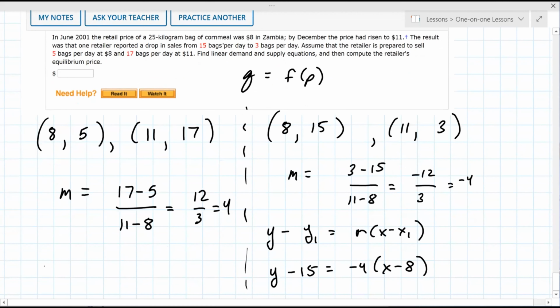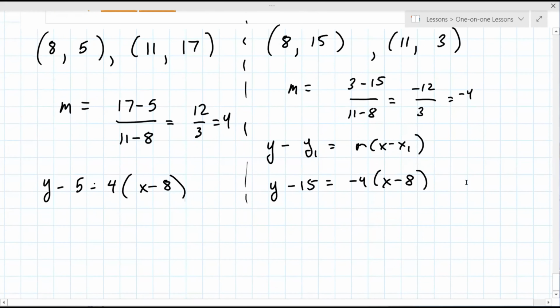And we'll do the same thing here. We'll go y minus 5 equals 4 times x minus 8. So it looks complicated, but it's just because you have to write the equations this time. They don't just give them to you. And you're just solving these two equations, or you can find the intersection of them.